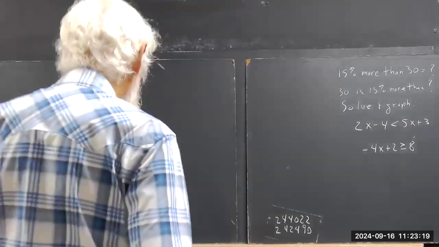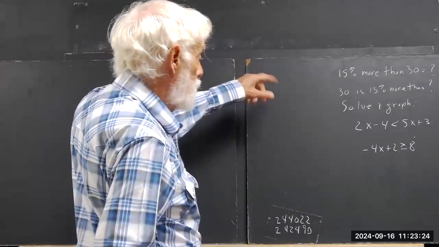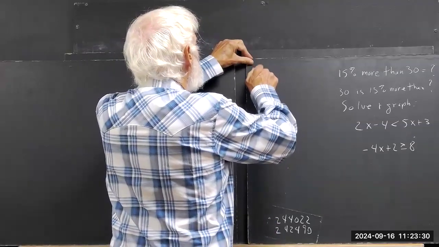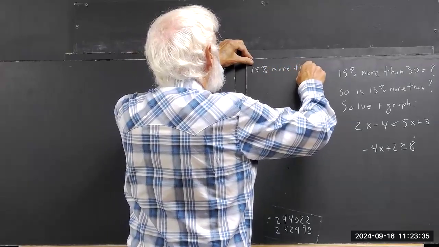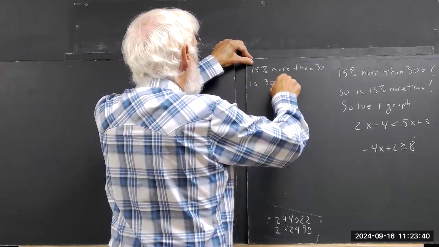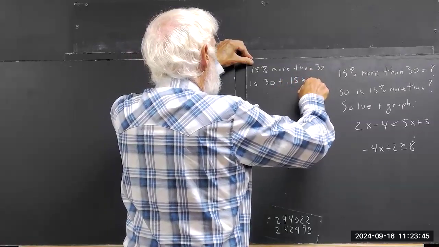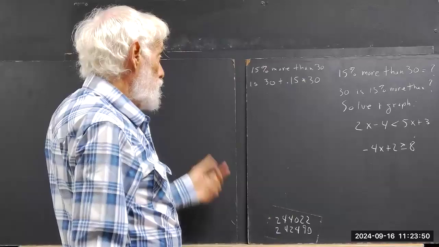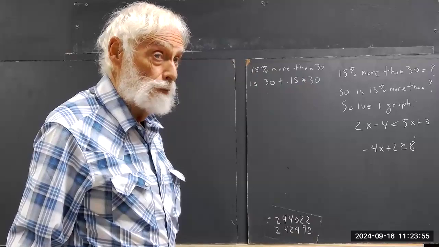Okay, I'll put that with 15% more than 30. Thirty plus 0.15 times 30. And you calculate it from there, 0.15 times 30 is 4.5, add that to 30, you get 34.5.